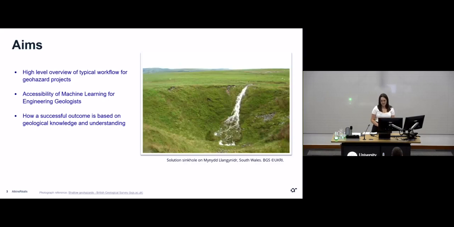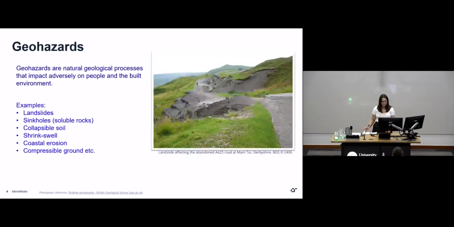Another geohazard, a sinkhole in South Wales. Remember this? If you're not familiar, geohazards are natural geological processes that impact adversely on people and the built environment, with examples of landslides, sinkholes, soil, etc. This becomes obviously more important with climate change, as that is going to be a hot topic and bring a lot more geohazards. This is a famous landslide in Derbyshire, at Mam Tor, where the landslide took out the road and they had to divert the road elsewhere.